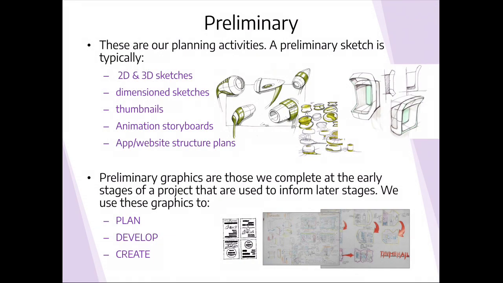Okay, let's start by looking at preliminary graphics. So these are graphics we use for our planning activities, and they'll cover things like 2D and 3D sketches. These might be rendered with colour, they might just be left as simple black and white. They could be dimension sketches, which have sizes added to them to give an indication of the overall size of a product. They could be thumbnail graphics used for planning the layout and organisation of a web page or for a magazine or poster. They could be storyboards used in the planning of an animation, or they even could be the link and structure plan for an app or a website, showing how all the individual sections of an app or sections of a website join together and flow between one another. Overall, what we use preliminary graphics for is planning, developing and creating, and they help inform the later stages of the development of our graphics.